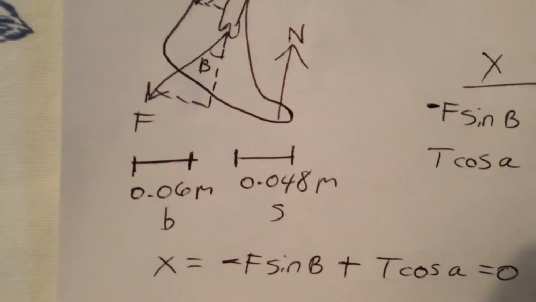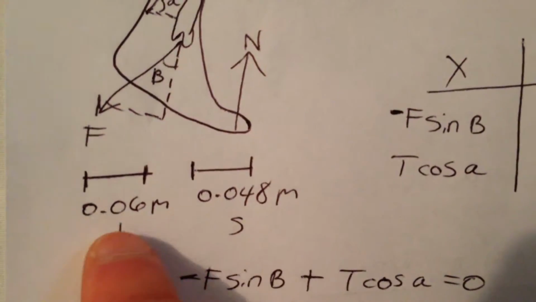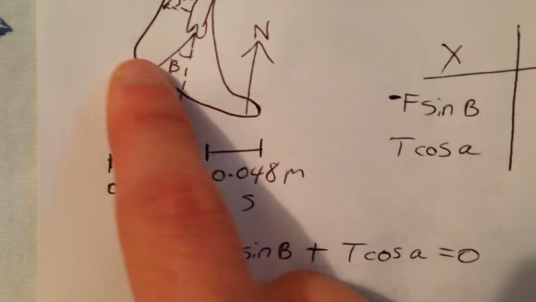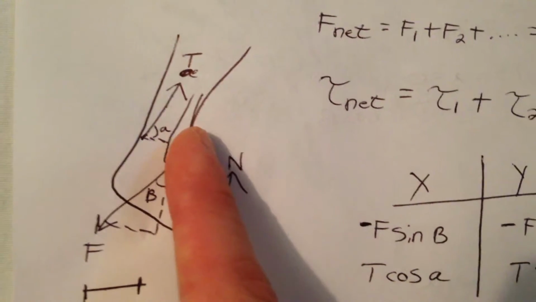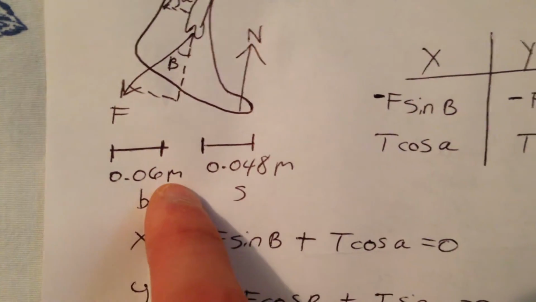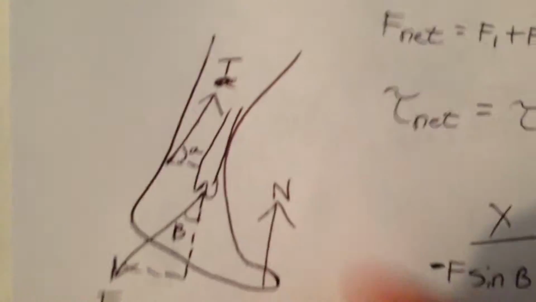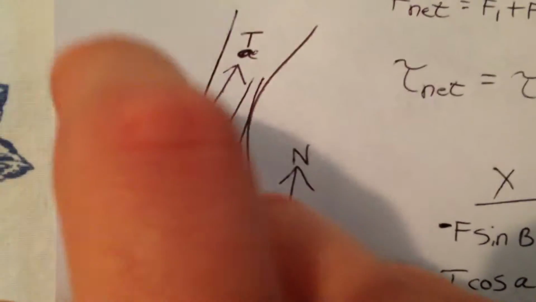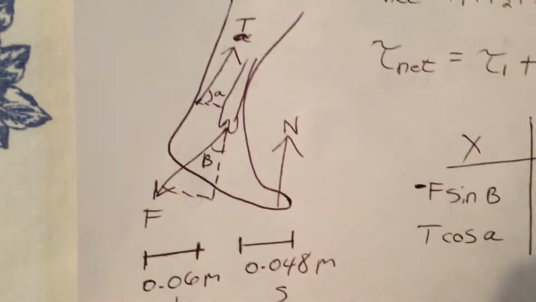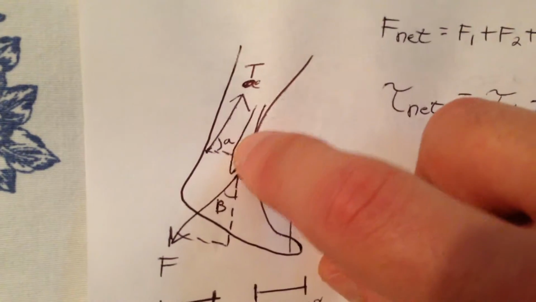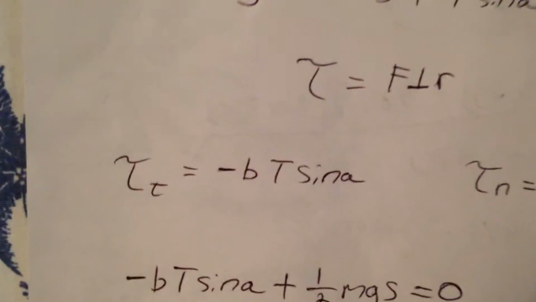But also, here's B, and this is sort of like the radius from the end of the foot to where the muscle attaches to the bone, and that's 0.06 meters, and that's going to be multiplied by the perpendicular force, which happens to be this right here. That's why it's sine, because it's perpendicular. You can imagine an imaginary x dotted line and a y dotted line. A horizontal dotted line, it's not parallel, it's moving this way. So that's why it's negative B T sine A.